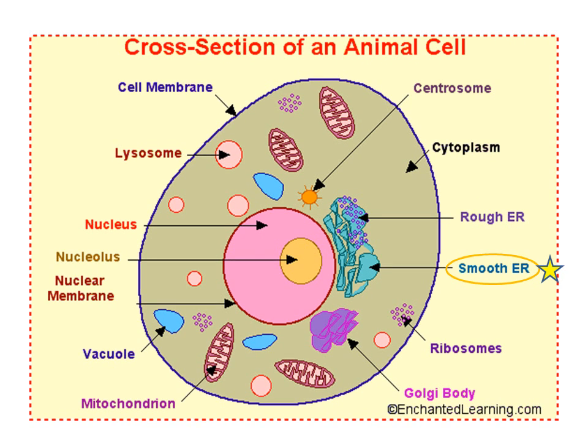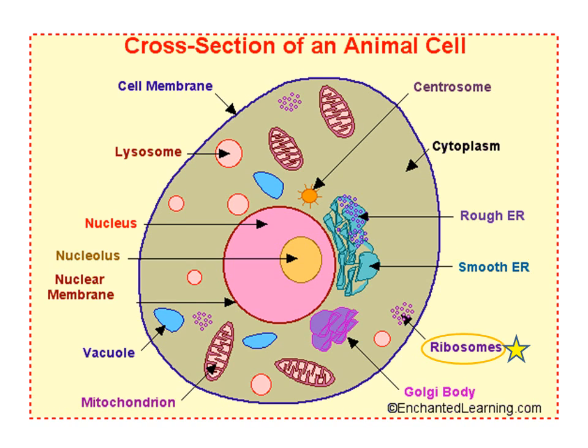Okay, so onto the smooth endoplasmic reticulum. This is another storage area in the cell. It's important for the creation and storage of steroids, and it's also important for carbohydrate and lipid synthesis.